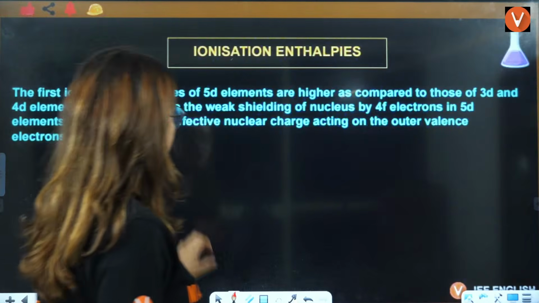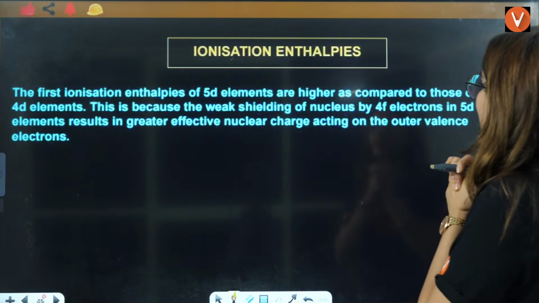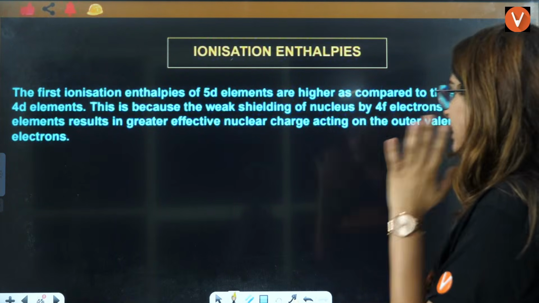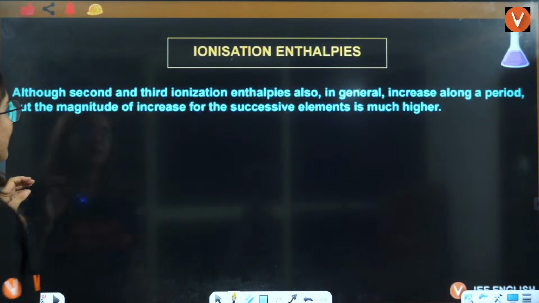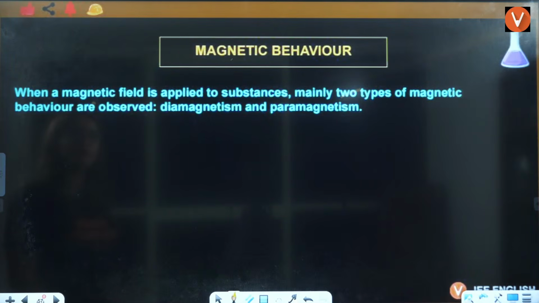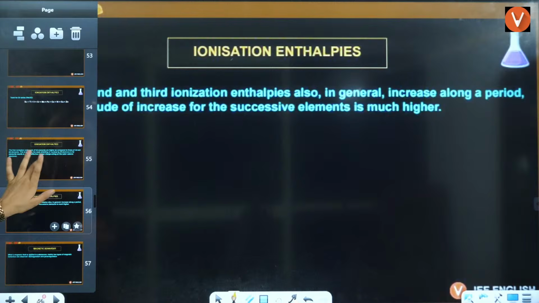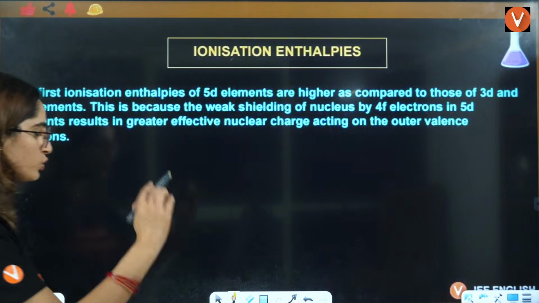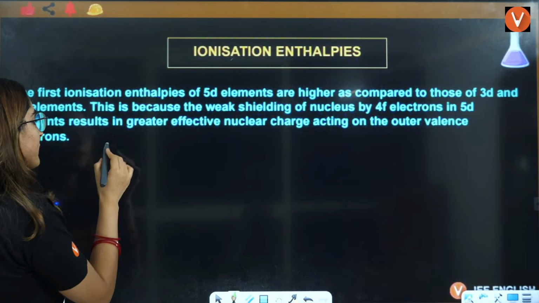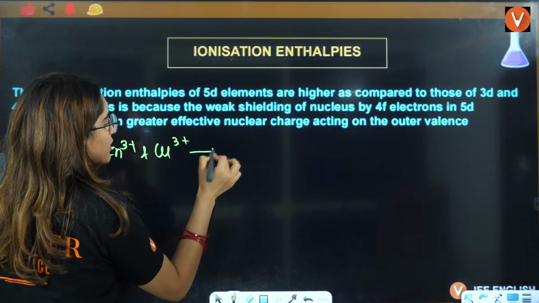The first ionization enthalpy, now it's a very important thing that I'm going to tell you here, of 5d elements are higher as compared to those of 3d and 4d. This is because of the weak shielding effect that I have already told you, lanthanoid contraction, right? Along the period, we have already discussed this. Magnetic, we are not going to discuss here. Now, just 2-3 things I'm left with. Copper 3+ and zinc 3+ do not exist.